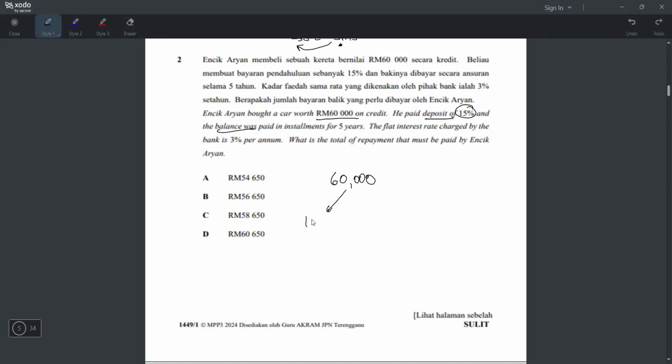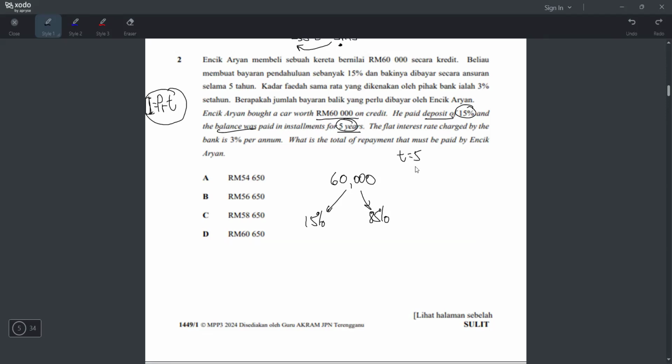So 15%, he paid it already. The remaining, how many percent? 100 minus 15, 85%. So the remaining 85%, this one, pinjam bank. Okay, the pinjam bank, and he will pay in installment for 5 years, right? So this 5 is T, all right? And later we have to use the PRT formula. This formula is to calculate the interest. Okay, I equals PRT. Yeah, the interest charged by the bank lah.